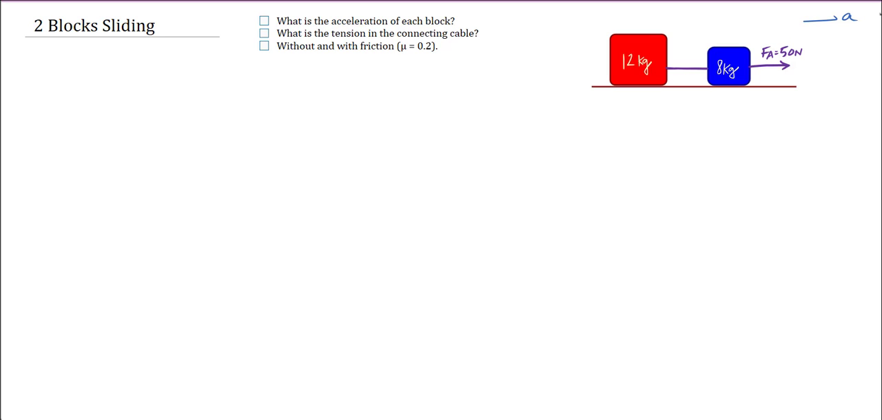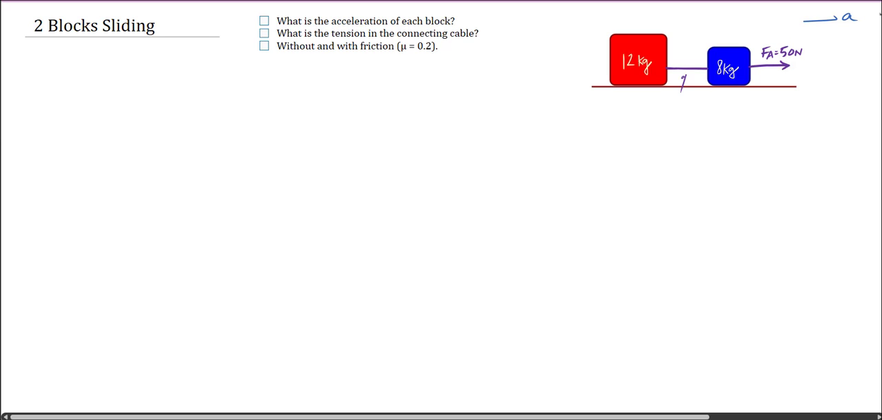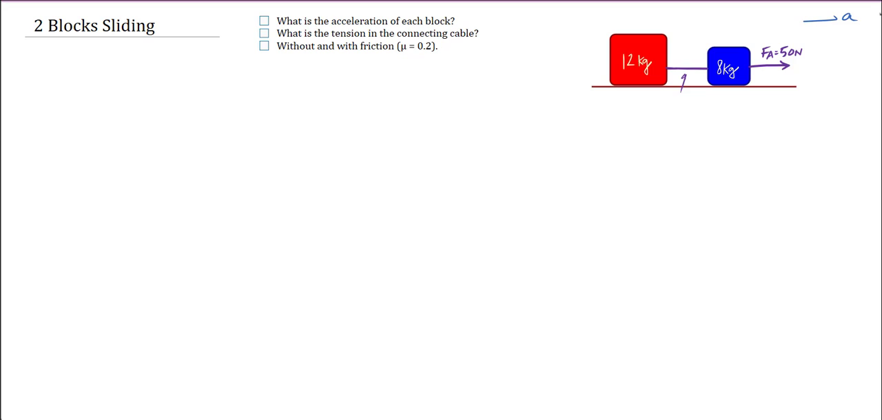We're going to see how we can use Newton's laws to analyze a situation where we have two objects moving together. In this case, we have two blocks, a 12-kilogram block and an 8-kilogram block attached by a rigid cord. And rigid just means that it can't stretch. And they're both being pulled by a 50 Newton force accelerating to the right.